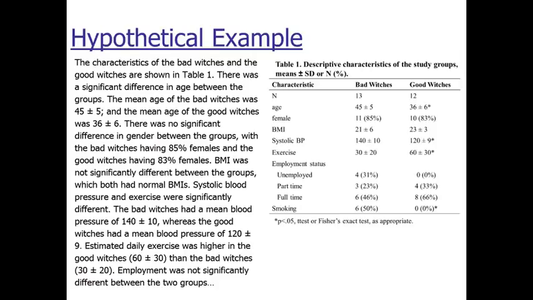There was no significant difference in gender between the groups, with the bad witches having 85% females and the good witches having 83% females. BMI was not significantly different between the groups, which both had normal BMIs. Systolic blood pressure and exercise were significantly different. The bad witches had a mean blood pressure of 140, whereas the good witches had a mean blood pressure of 120. You can see that the author here is literally just reading the table for the reader.